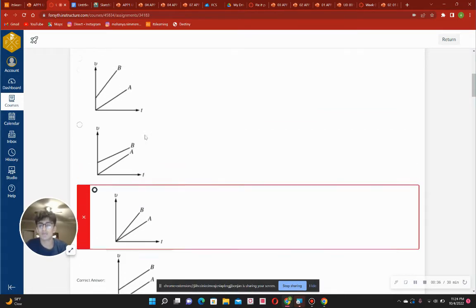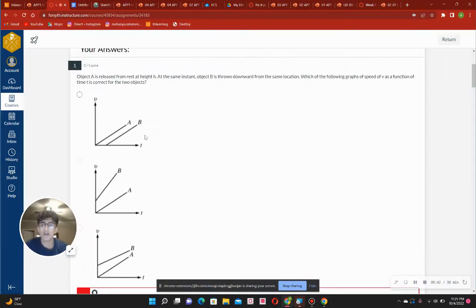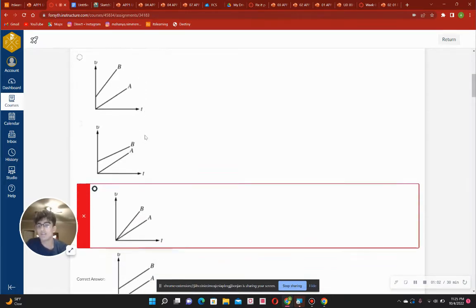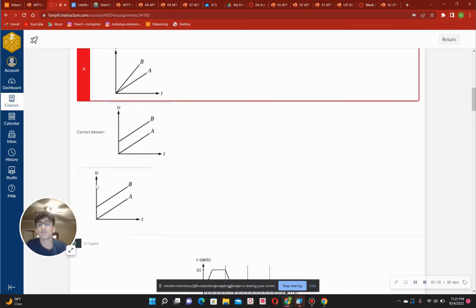I would say it's a guess, but my thought process at the end to choose this as my guess was that because object A is released from the rest height h, and at the same instant object B is thrown downward, for some reason I read that as the same height. So in my head, I thought since both objects are being thrown from the same place, they need to start at the same place, and I chose this answer, which is a little weird because this is a velocity versus time graph, not a position versus time graph. The correct answer is this answer choice right here, where the lines are parallel to each other.